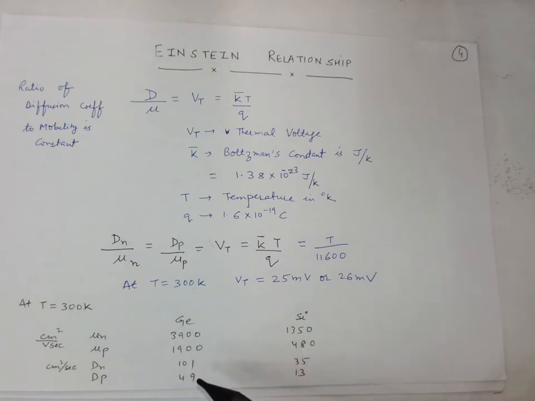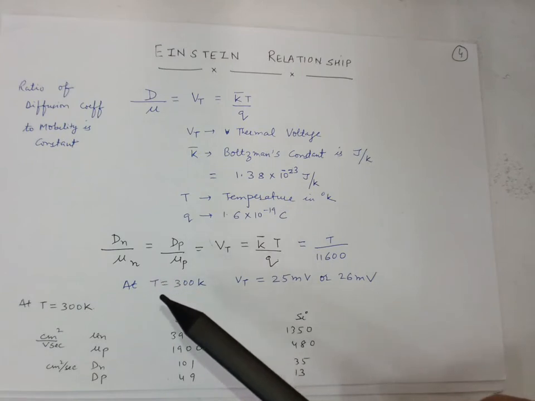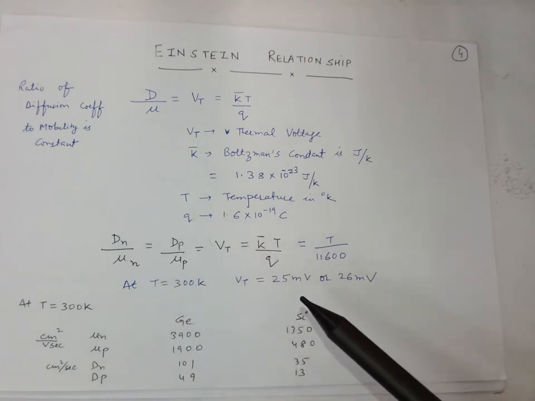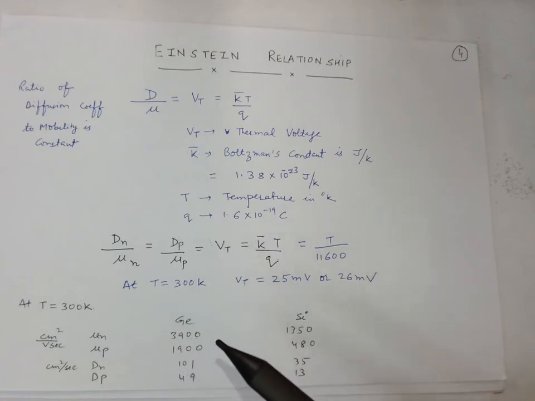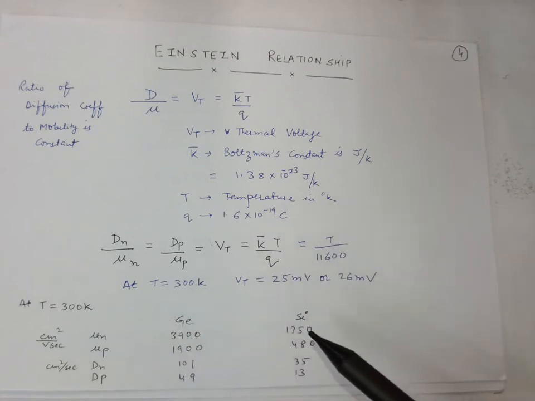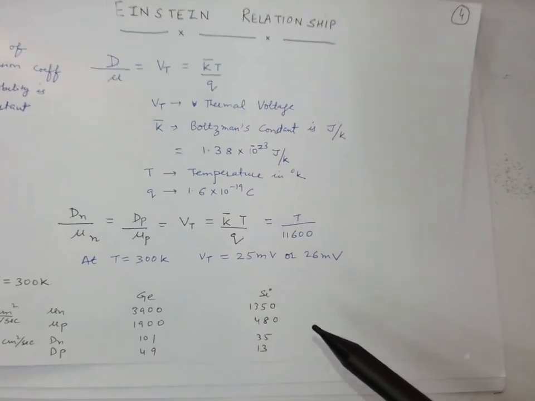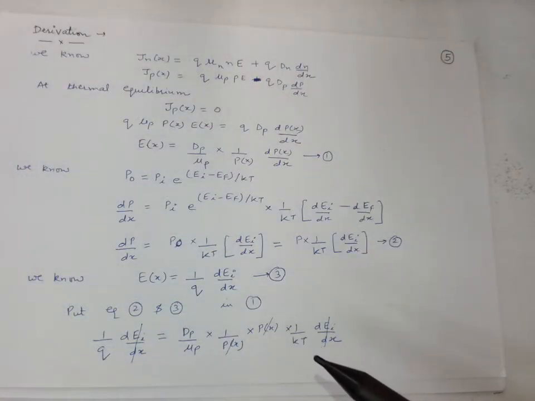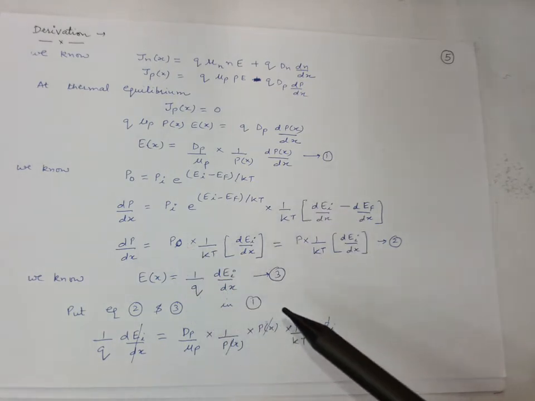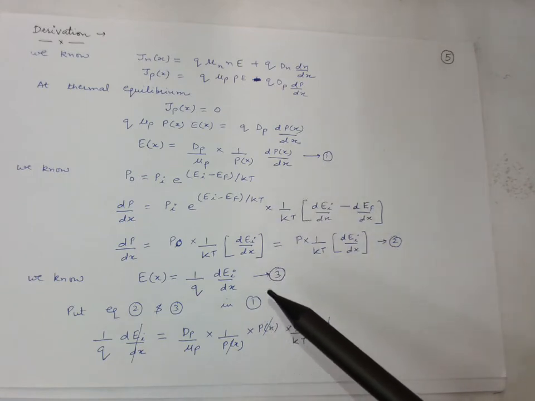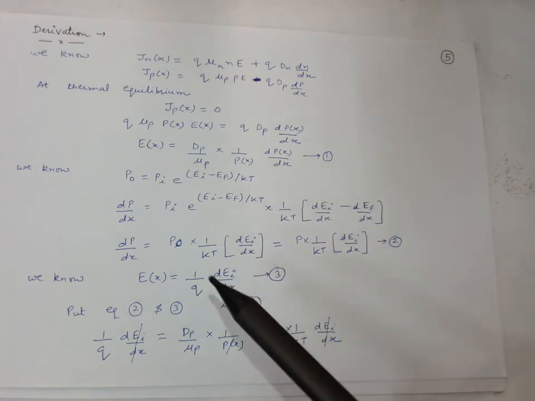Similarly Dp is also calculated, around 49, because Dn becomes mu n into Vt, and Vt is standard, around 25 millivolts. Similarly Dp will be given by mu p into Vt, which is around 26 millivolts. After explaining this relationship, I am giving you the derivation of this relation also. A very small derivation I have discussed here to make it simpler.